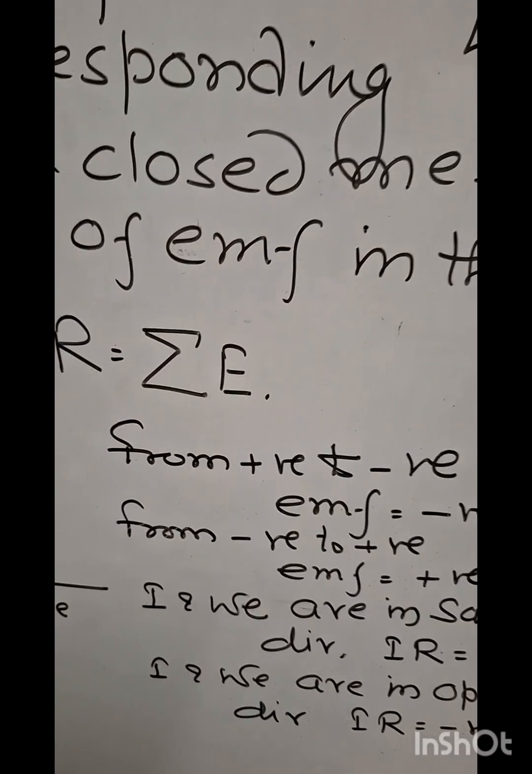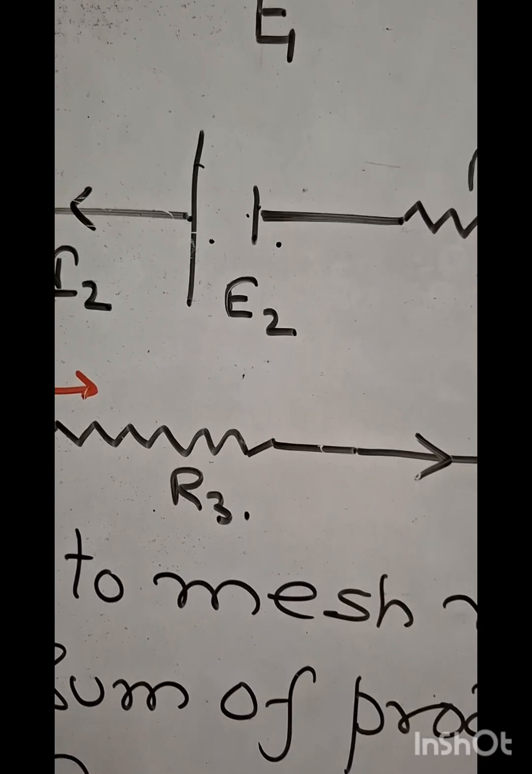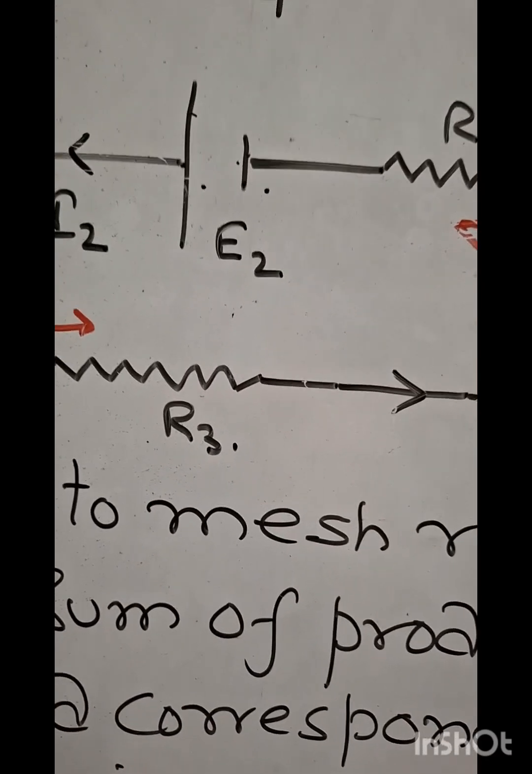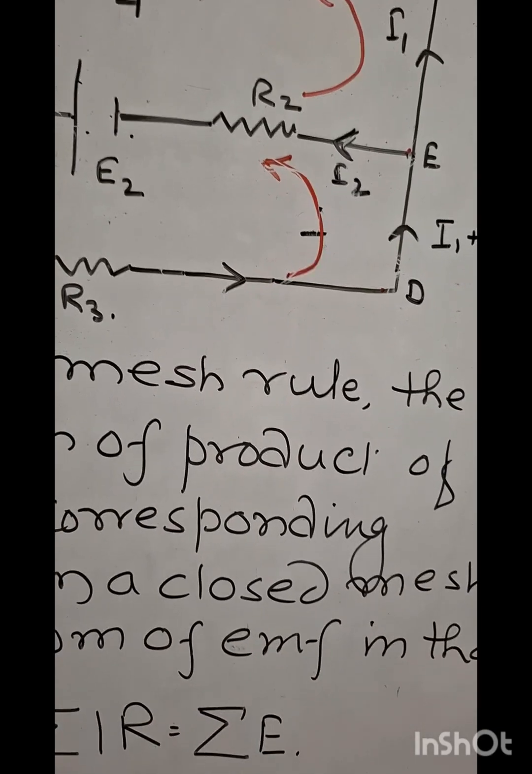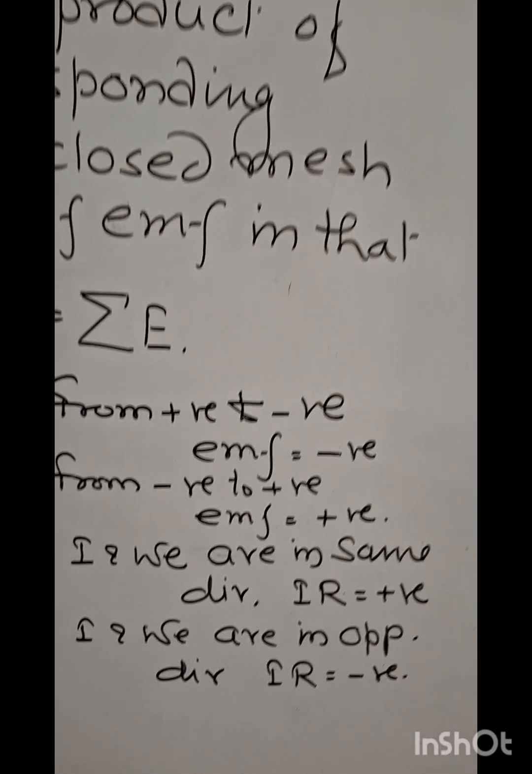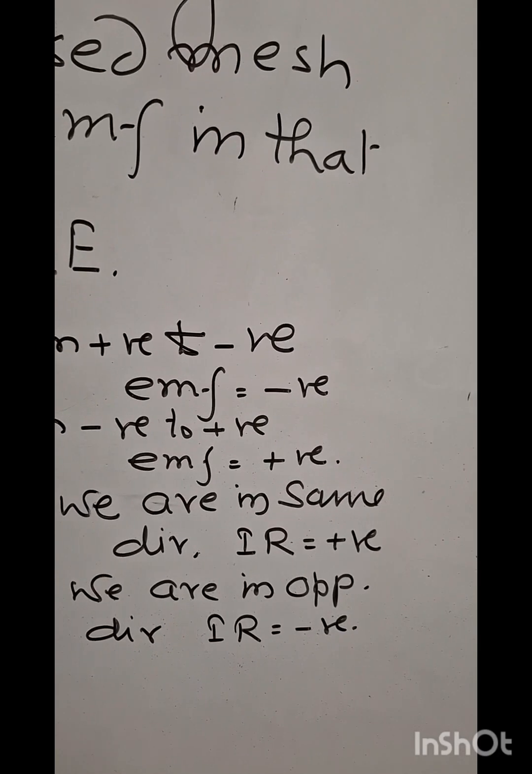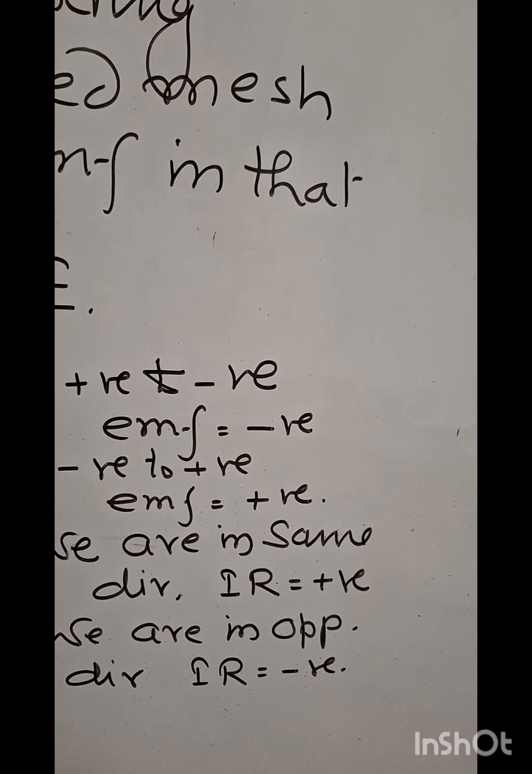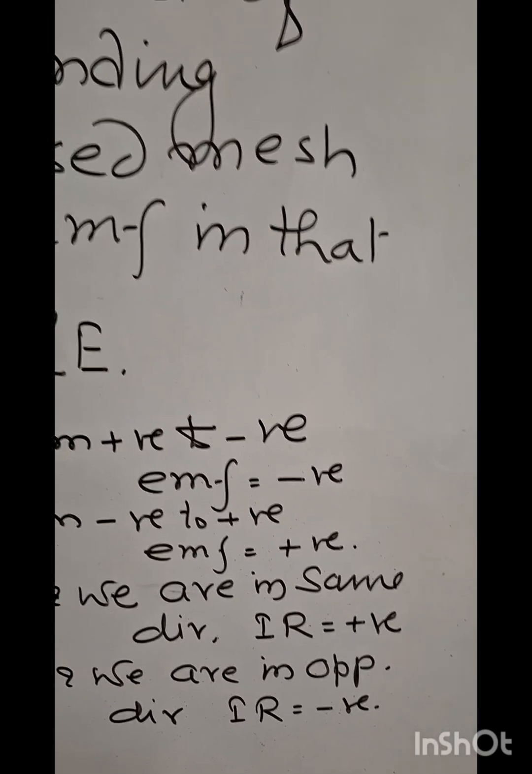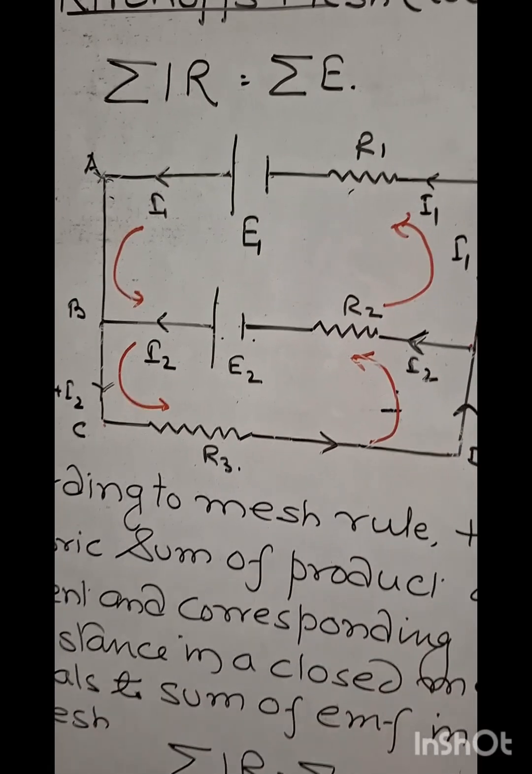Students, when we apply this law, the EMF is taken negative if inside the cell we are moving from plus to minus, otherwise positive. Similarly, through a resistance, if we move in the direction of current, then the product of I and R is taken positive, and if we move opposite to the direction of current, then the product of I and R is taken negative.